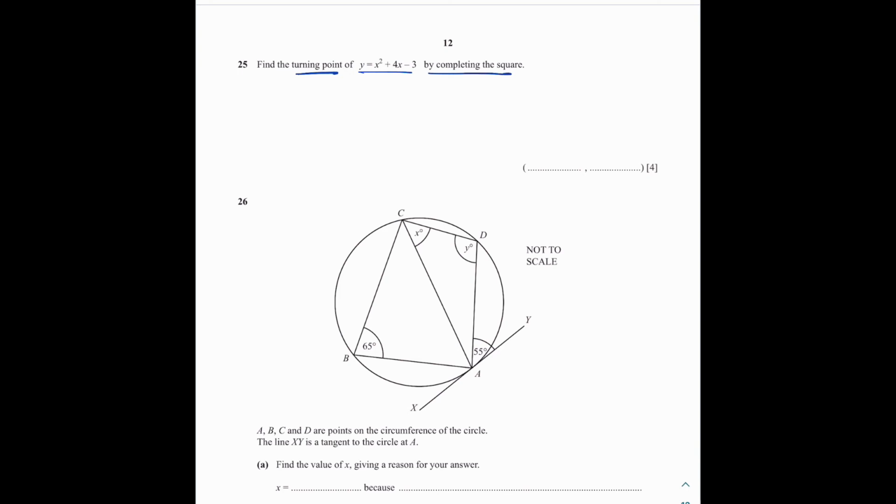Let's just do what the question asks us to do. Complete the square. y equals x squared plus 4x minus 3.